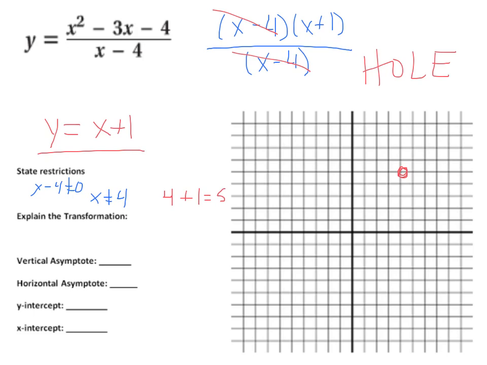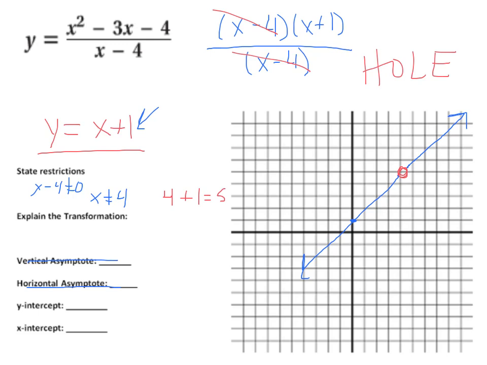And then my y-intercept is this number right here. So I would go up 1, and this should create a straight line then. So I have a straight line both on the left and right hand side. So I actually do not have anything for my vertical asymptote or my horizontal asymptote, because this problem is only dealing with a hole. However, I still have my y and my x-intercept.